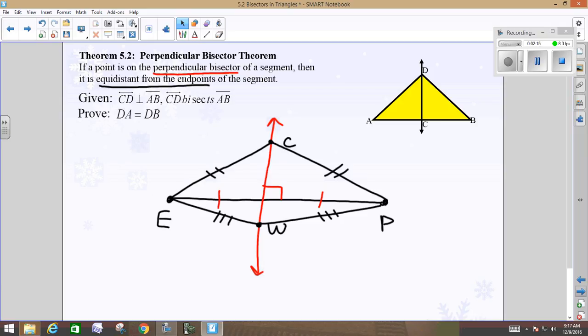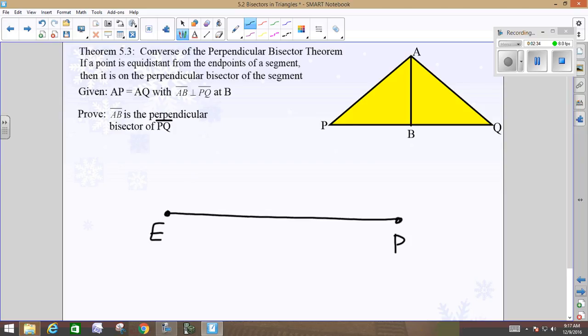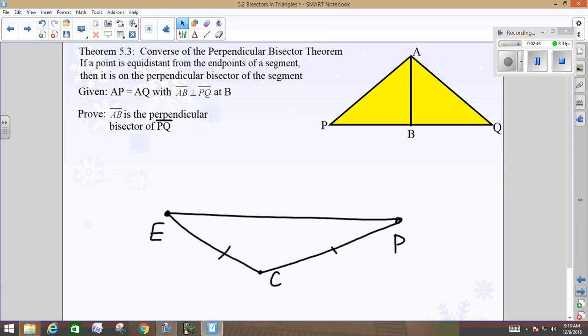Okay, perpendicular bisector theorem. The one below it is this guy's converse. If a point is equidistant from the endpoints of a segment, then I know that that point is sitting on the perpendicular bisector. So I have my segment again, segment EP, and here's point C. The distance from C to E, I'm going to make congruent to the distance from C to P. So since C is equidistant to the endpoints, then it's on the perpendicular bisector. So I can assume that C is sitting right on the perpendicular bisector then. If a point is equidistant to both sides, then it's going to be sitting on the perpendicular bisector of a segment. Okay? Converses of each other.